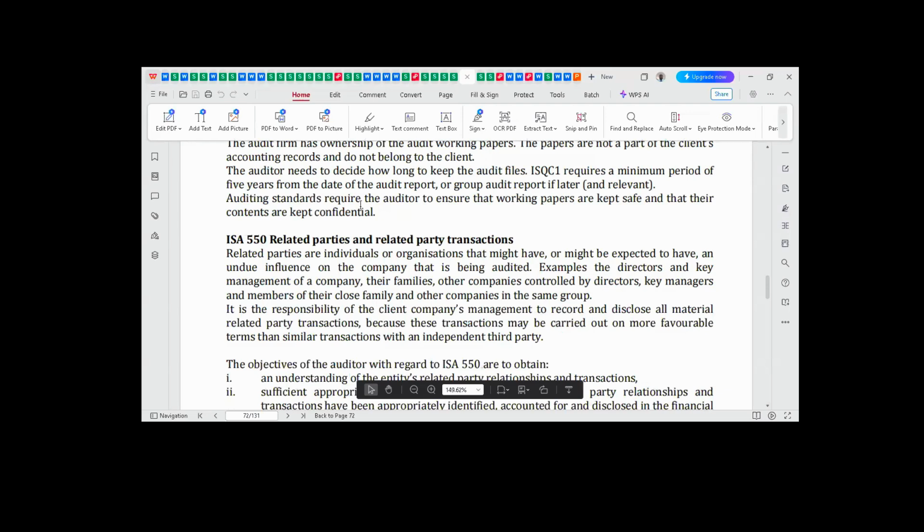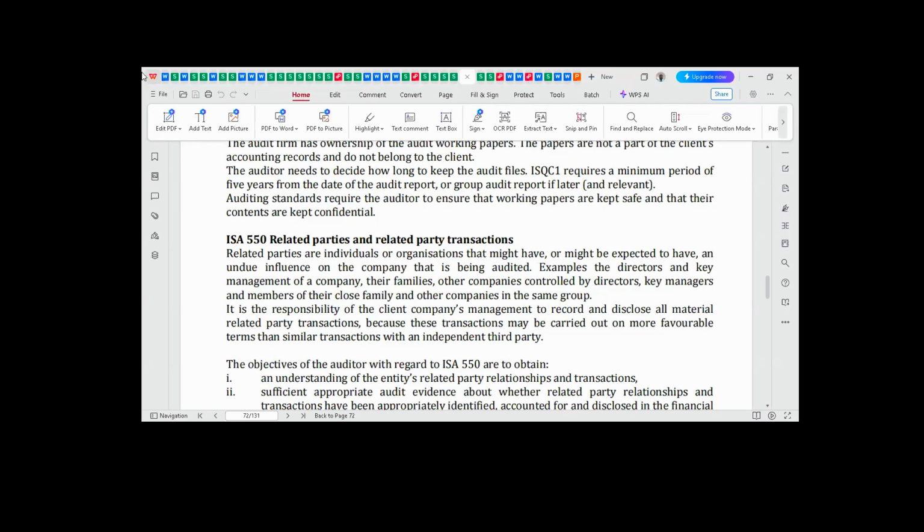ISA 550. ISA 550 is related parties and related party transactions. What do we mean by related party and related party transactions? Now, before now, in your CR, you have come across related parties and related party transactions. I think that's the standard for in CR, IAS 24, if I'm not mistaken. That is related party transactions for in CR. It's similar to what you have here. But first of all, let's look at what we mean by related party and related party transactions.